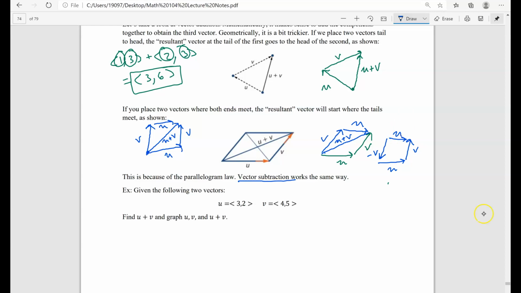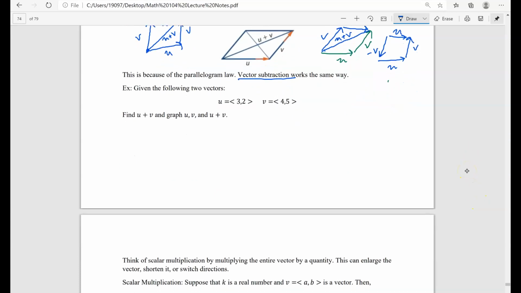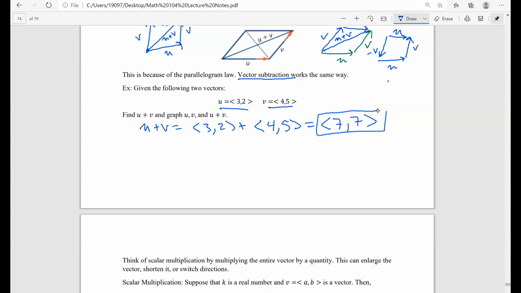Okay, so let's do a couple of problems. Given the following two vectors, u equals 3 comma 2 and v equals 4 comma 5, find u plus v and graph u, v, and u plus v. We know that u and v are given, so u plus v is going to be equal to 3 comma 2 plus 4 comma 5. So 3 and 4 gives me 7, and 2 and 5 also gives me 7. This is going to be u plus v.